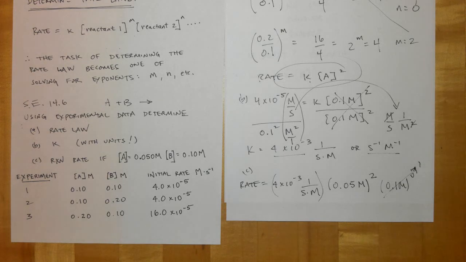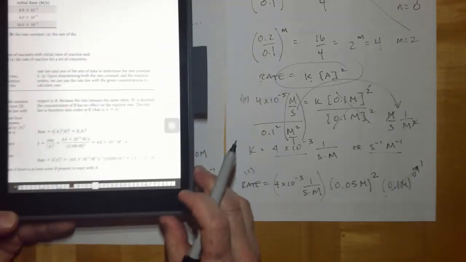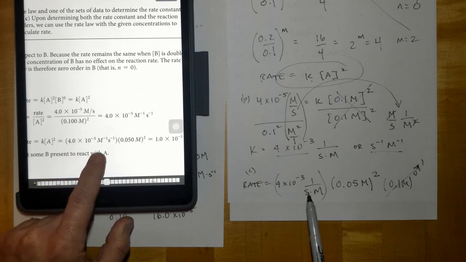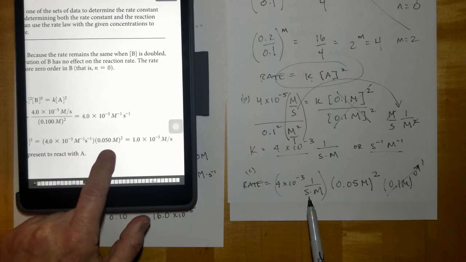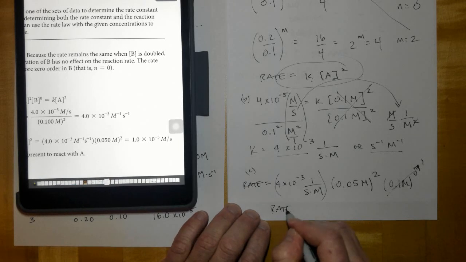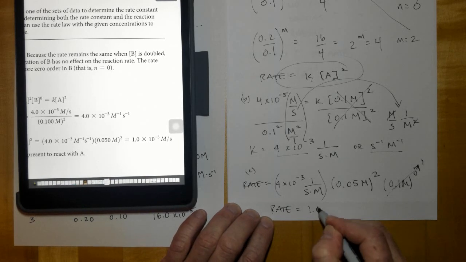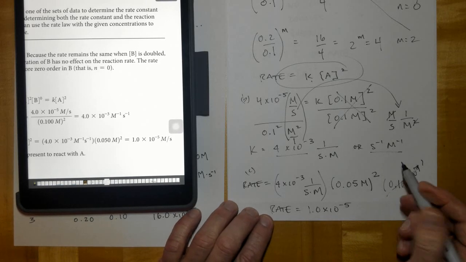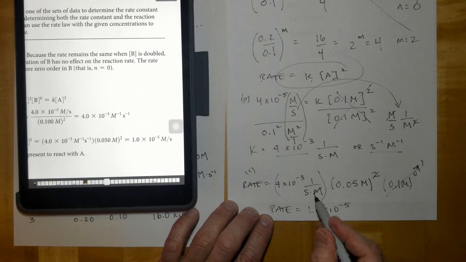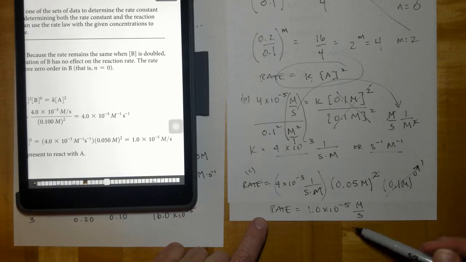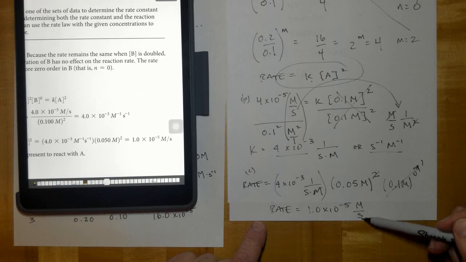So now multiply those guys together, and we end up with, if we want to zoom in on their work right here, 4 times 10 to the negative 3rd times 0.05 squared, we end up with the rate equaling 1 times 10 to the negative fifth. And the units here, this would be molarity squared, so one of these will cancel with this, and we'll end up with molarity per second, which is exactly what we want to see for rate, concentration per unit time.